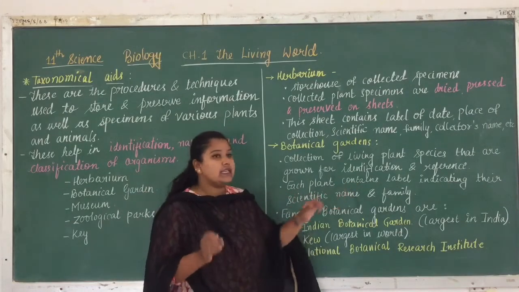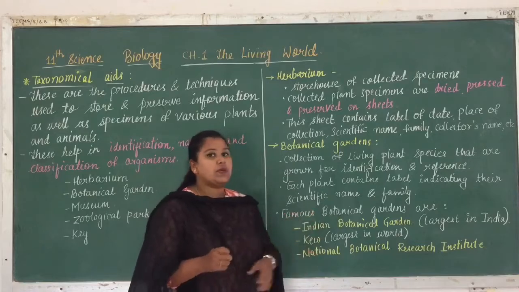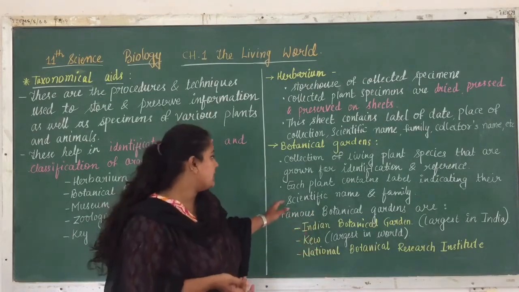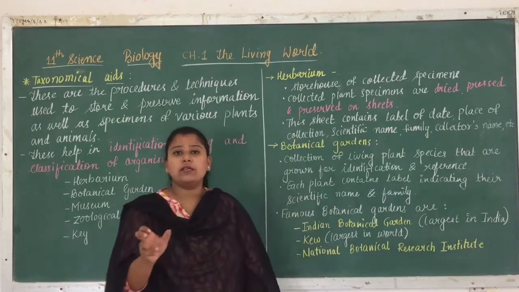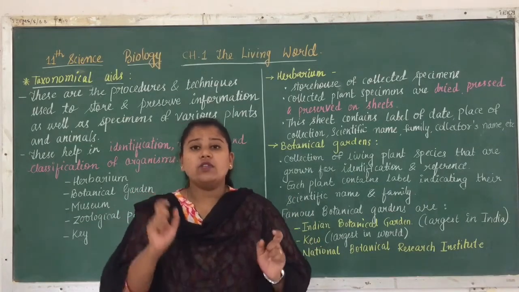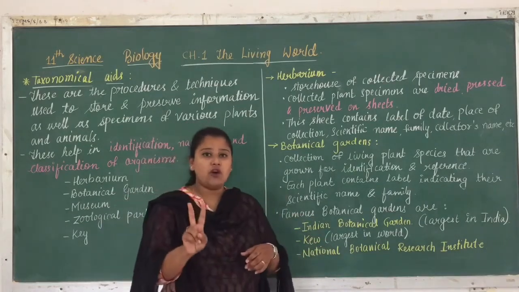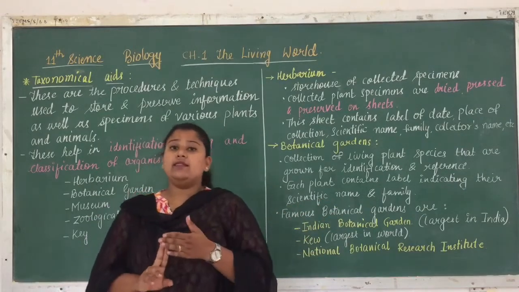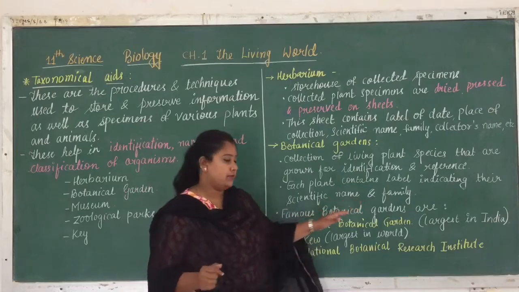Each plant contains a label indicating its scientific name and family. Now each plant will have a label present on it, which is going to depict two pieces of information. The first is the scientific name of that particular plant, and the second is its family, right?